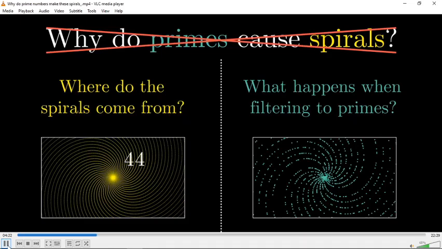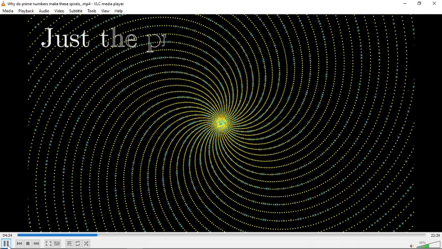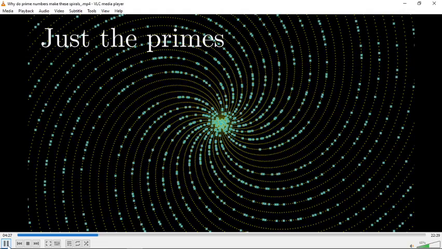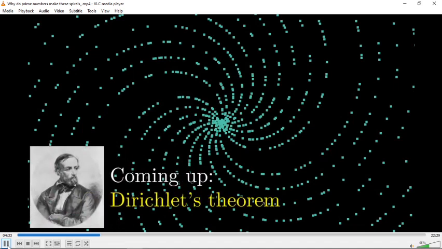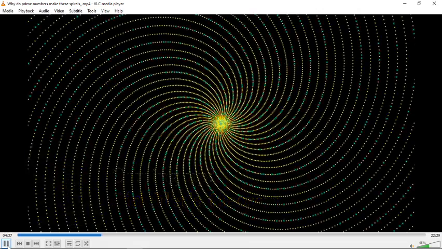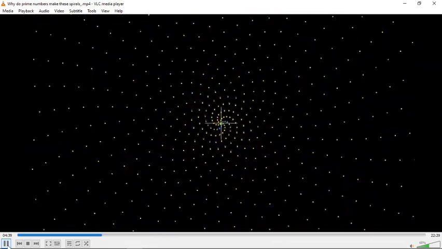There's a very satisfying answer for the spirals, and even if the primes don't cause the spirals, asking what goes on when you filter for those primes does lead you to one of the most important theorems about the distribution of prime numbers, known in number theory as Dirichlet's theorem. To kick things off, let's zoom back in a little bit smaller.